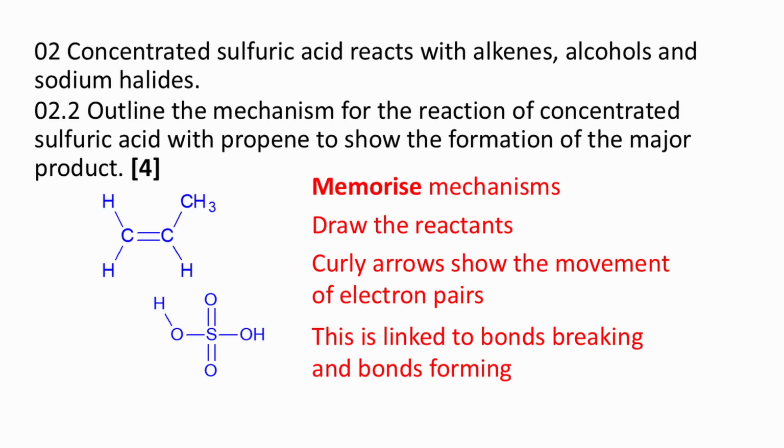Here's the next question. It is a very good idea to memorise mechanisms. They always come up on exams. Draw the reactants out first of all. We will use curly arrows to show the movement of electron pairs. This is linked to bonds breaking and bonds forming.